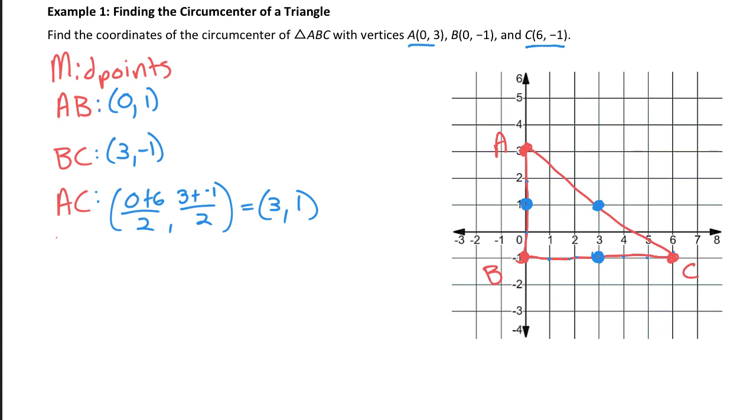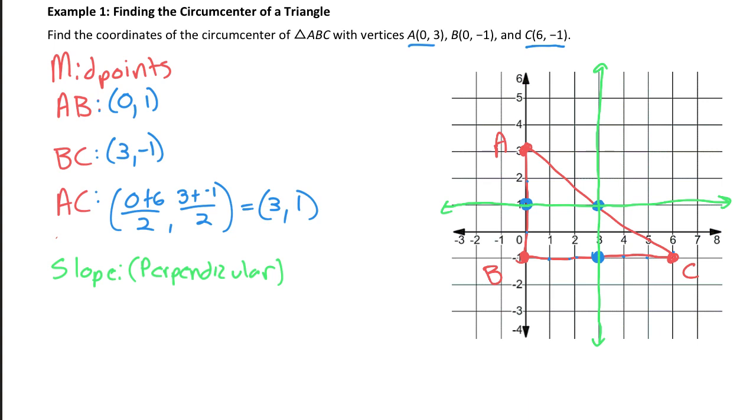And as far as the slopes go, we are finding the perpendicular slope. Okay? So for two of the sides, the perpendicular slope is going to be easy. To draw a perpendicular to AB, I just have to draw a horizontal line that goes through my point, because horizontal lines are perpendicular to vertical lines. That's the same thing for BC. A vertical line is perpendicular to a horizontal line.